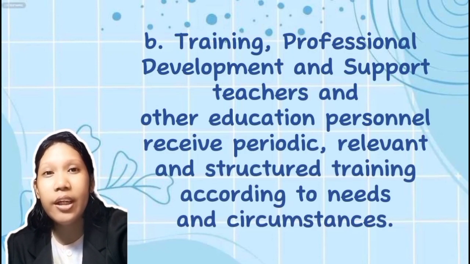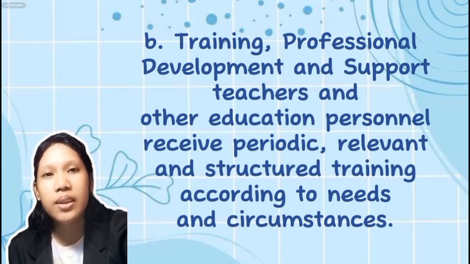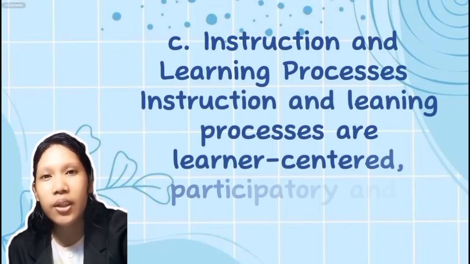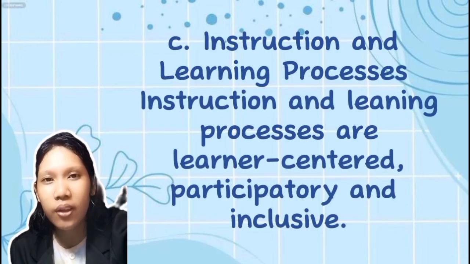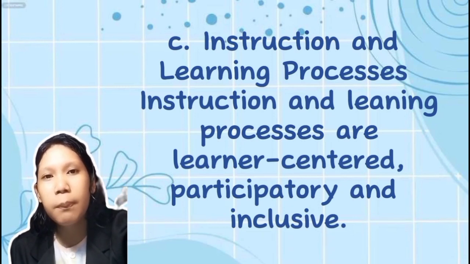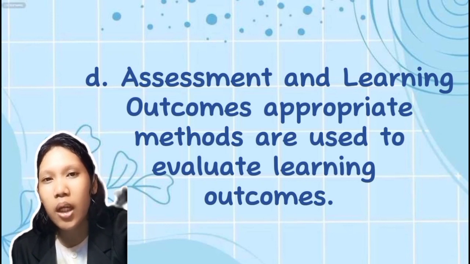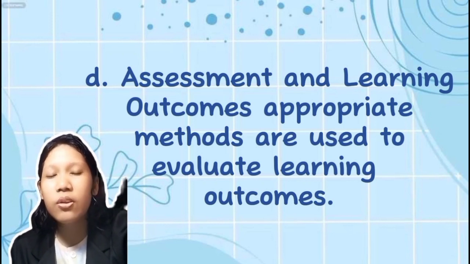Second one is training, professional development, and support. Teachers and other education personnel receive periodic, relevant, and structured training according to needs and circumstances. Third one is instruction and learning process. Instruction and learning processes are learner-centered, participatory, and inclusive. Fourth, assessment and learning outcomes. Appropriate methods are used to evaluate learning outcomes.